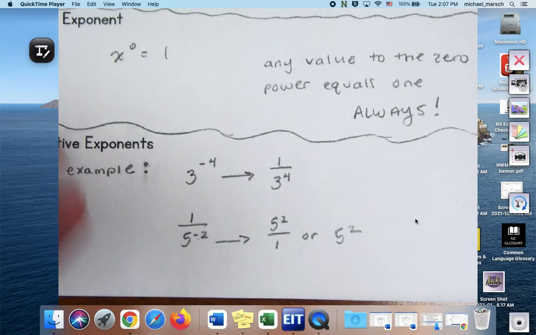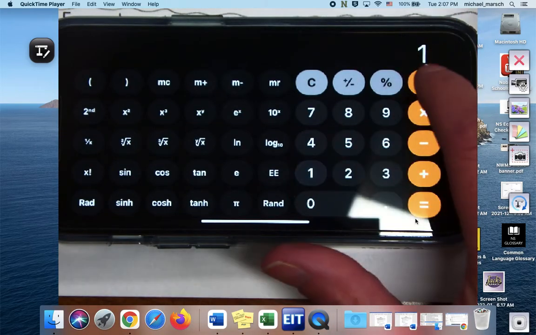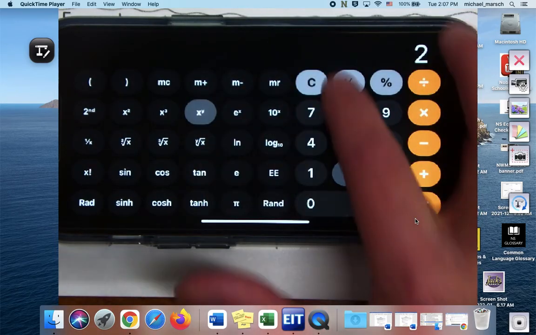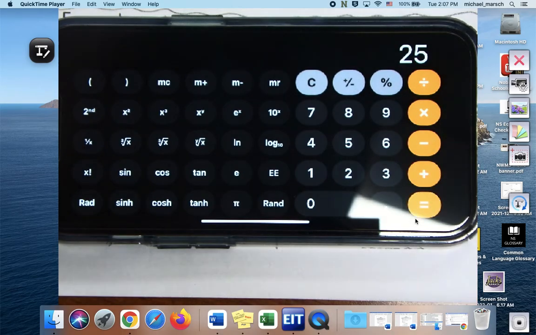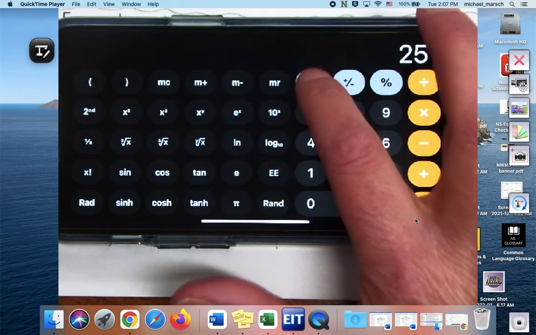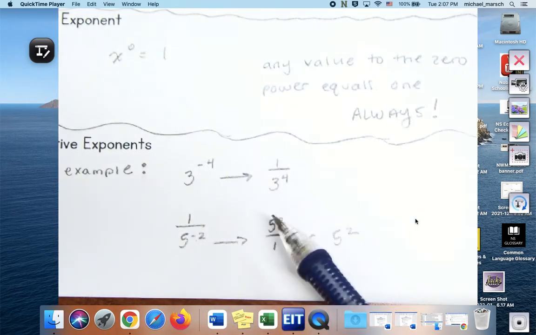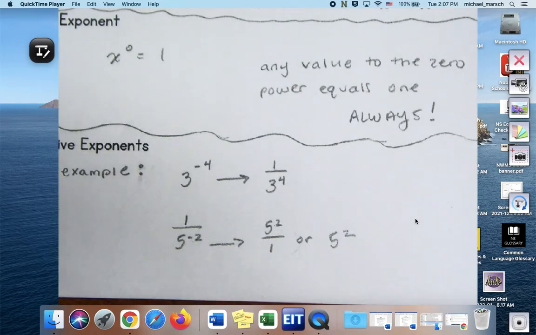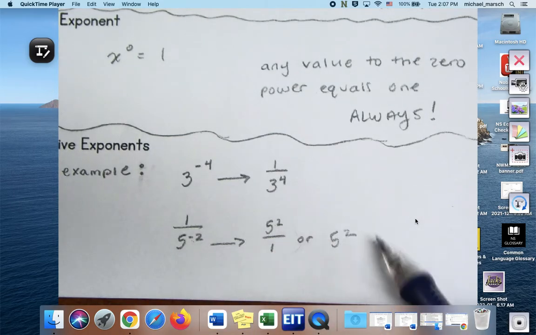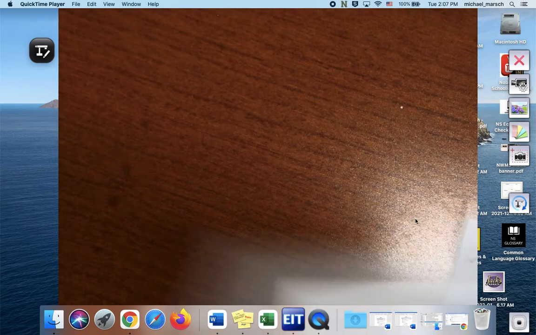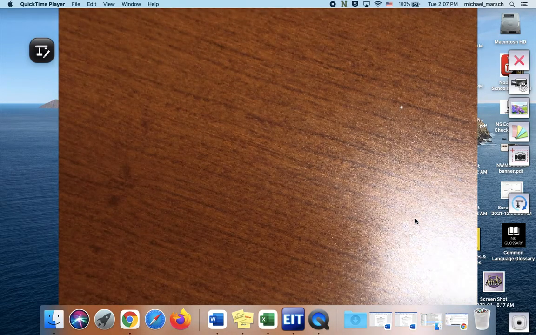If I do it with this example, 1 divided by, and then I have to do parentheses, 5 to the negative 2nd power equals 25. 5 squared is 25. So these are the same value. I'm not changing the value of anything. I'm just putting it in proper mathematical form by getting rid of the negative sign. Yeah? Okay. Let's move on to the next page. Slow and steady, guys.